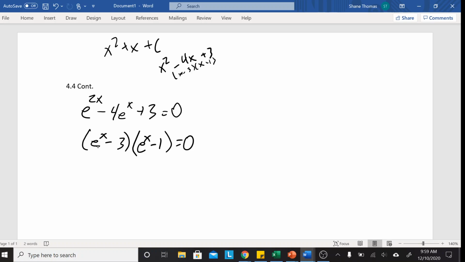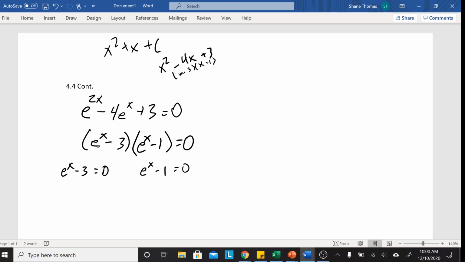All right, so again, I'm still solving for x. Now I have it down to this point here. I have a factor equal to 0. Now I have that rule that says if I have two factors that multiply together and they equal 0, one of them must be 0, right? So set them both equal to 0 and solve. So I'm going to have e to the x minus 3 equals 0 and e to the x minus 1 equals 0.